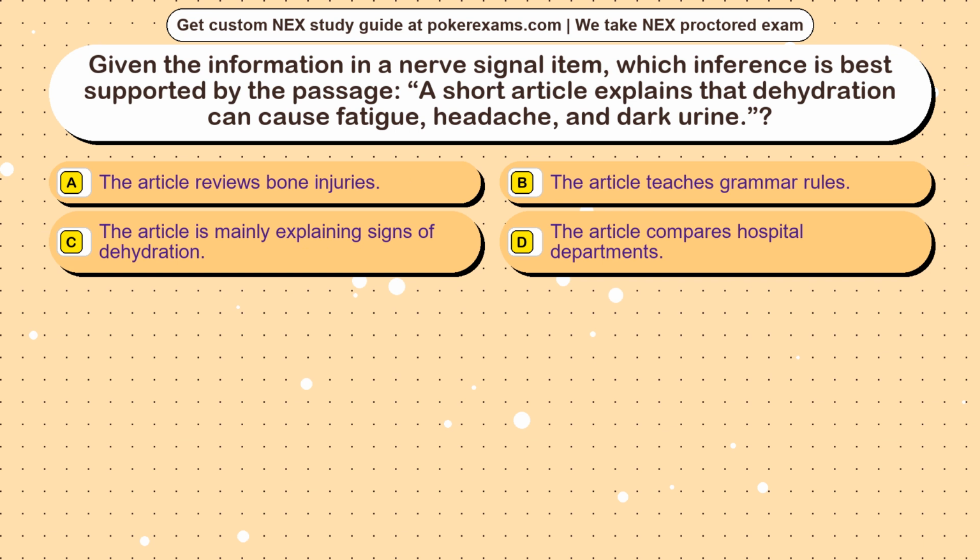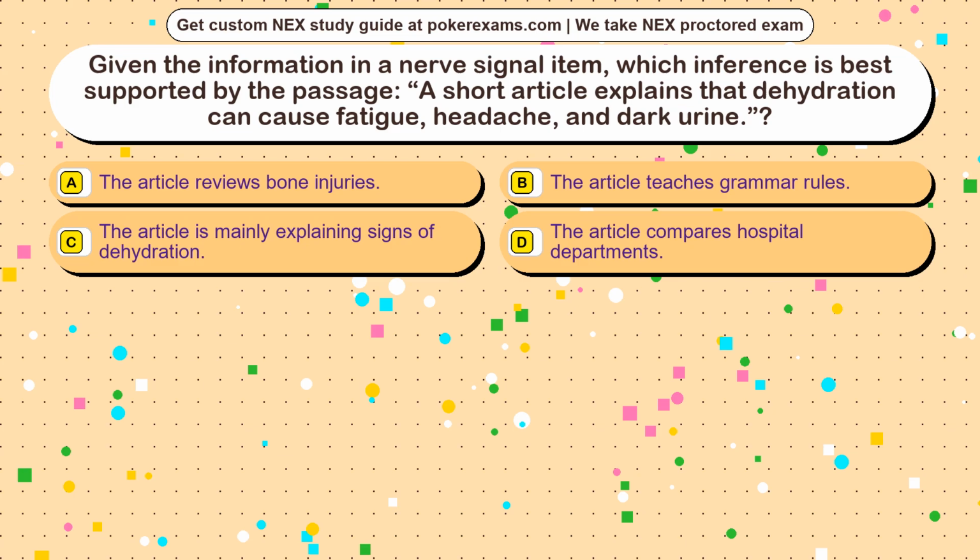Question 6. Given the information in a nerve signal item, which inference is best supported by the passage? A short article explains that dehydration can cause fatigue, headache, and dark urine. Option A. The article reviews bone injuries. Option B. The article teaches grammar rules. Option C. The article is mainly explaining signs of dehydration. Option D. The article compares hospital departments.